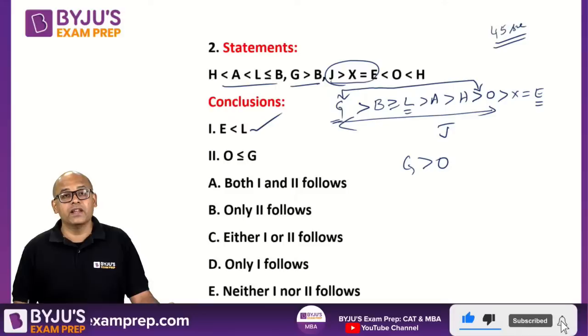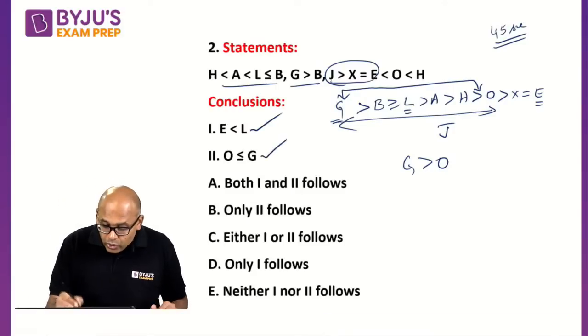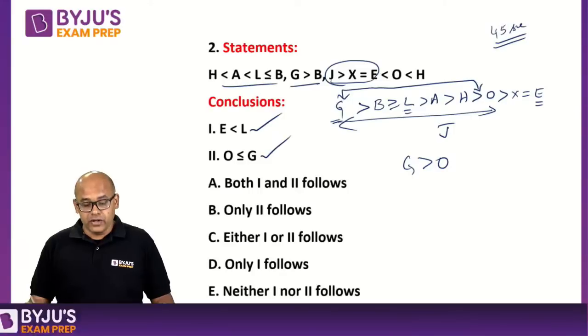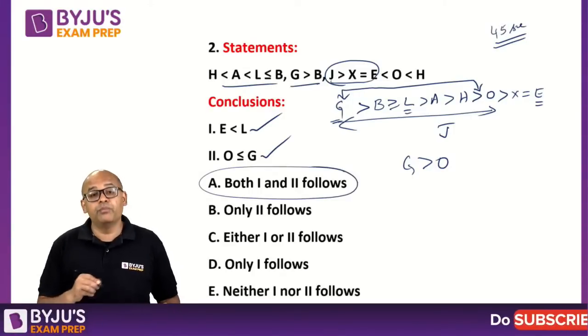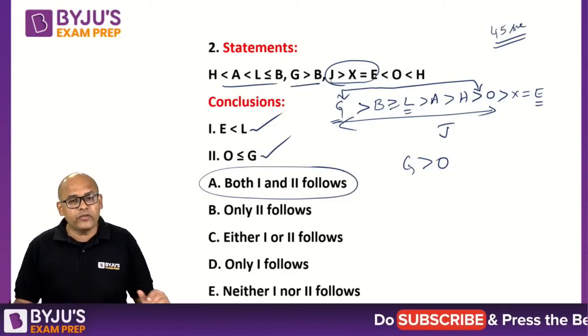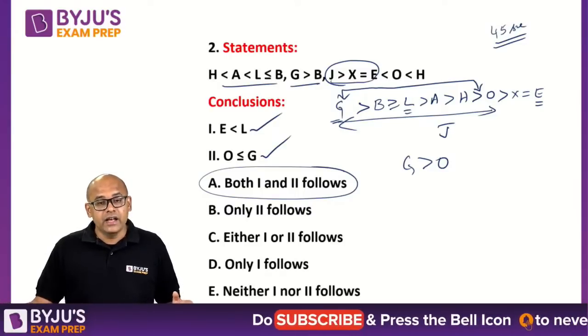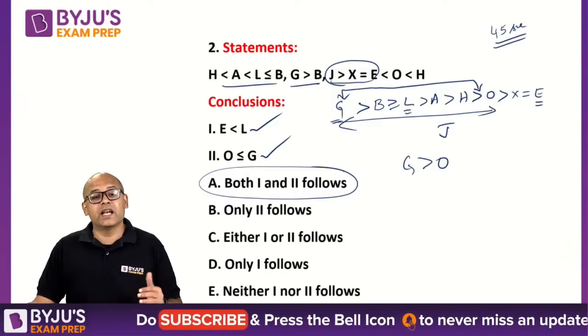G is greater than O. So 2 also is definitely correct. So the correct answer is option A. Both 1 and 2 follow. Now many of you got the answer as D, which means you have missed the second part.